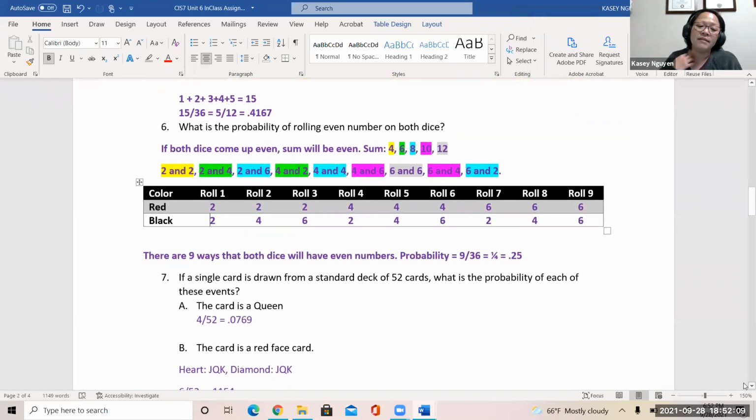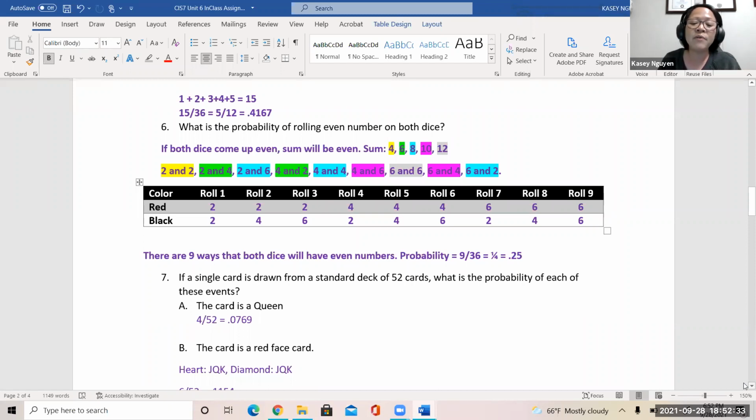Number 7. If a single card is drawn in a standard deck of 52 cards, what is the probability of each of these events? We already talked about the queen. So if the card is a queen, there are 4 queens in a deck. There's a queen of diamonds, a queen of hearts, the queen of spades, and a queen of clubs.